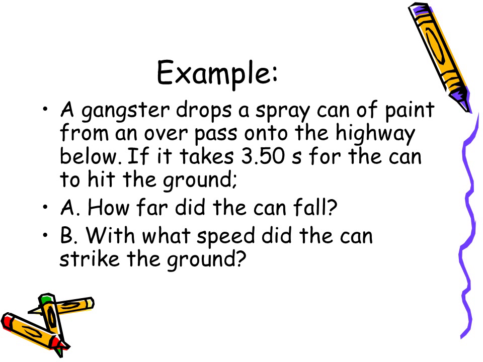Let's try a couple example problems. Suppose a gangster drops a spray can of paint from an overpass onto the highway below. If it takes 3.5 seconds for the can to hit the ground, A, how far did the can fall? And B, with what speed did the can strike the ground?